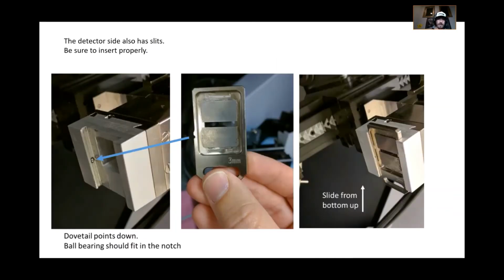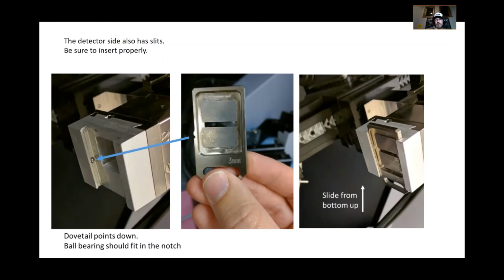The detector side also has slits, and they're this kind of dovetail shape. And a lot of times you can jimmy it so you can put it in upside down. And when you put it in upside down, you get no signal. And when you get no signal on an XRD, it appears as vertical lines on a screen. Okay, so don't forget that.